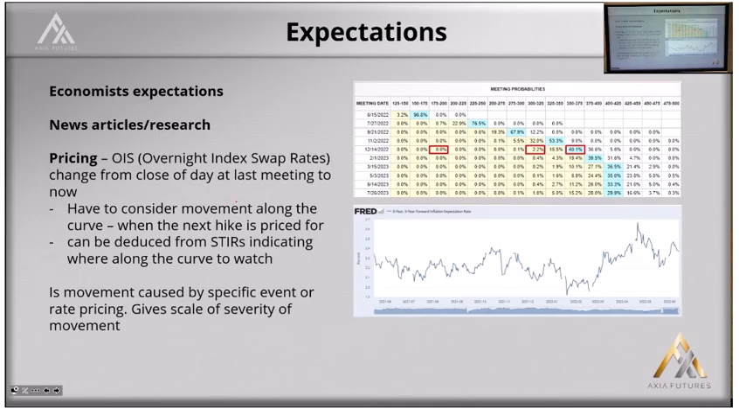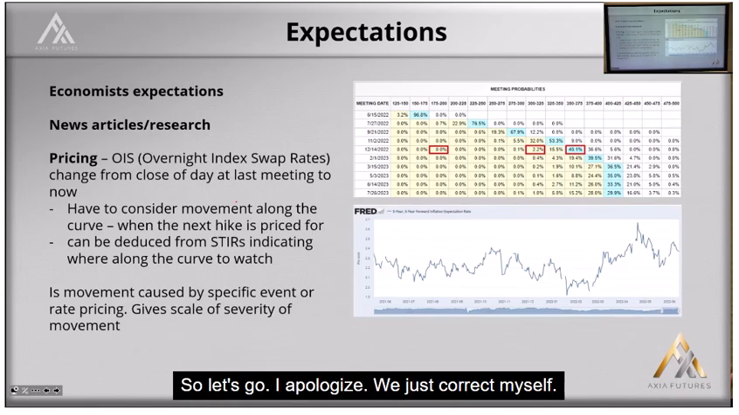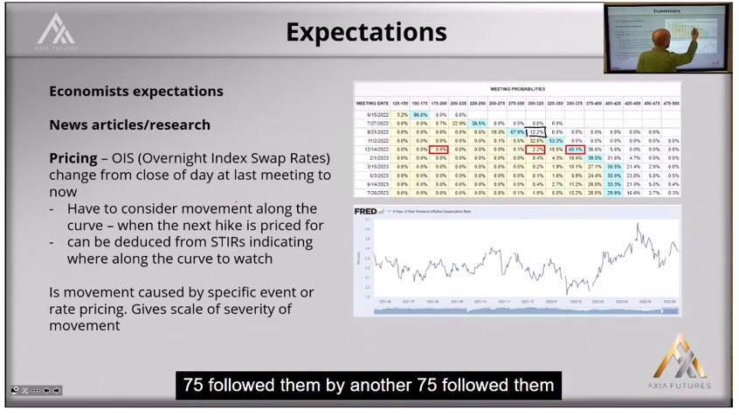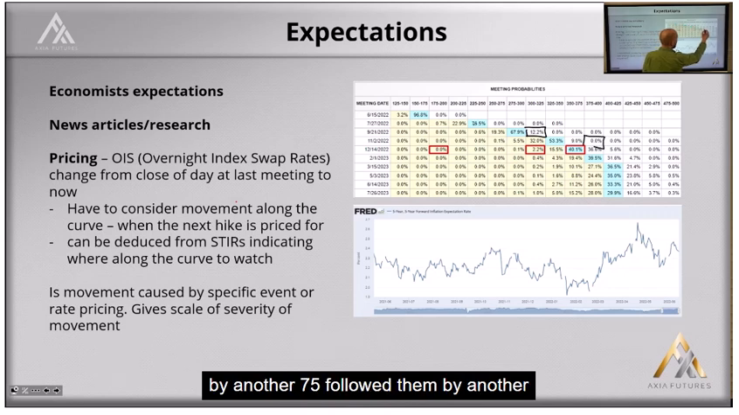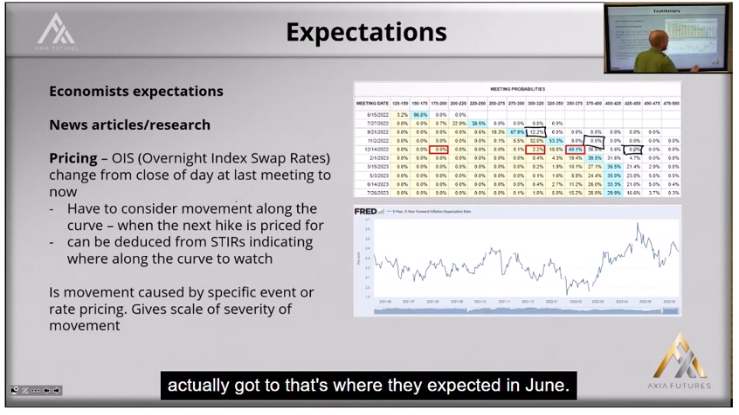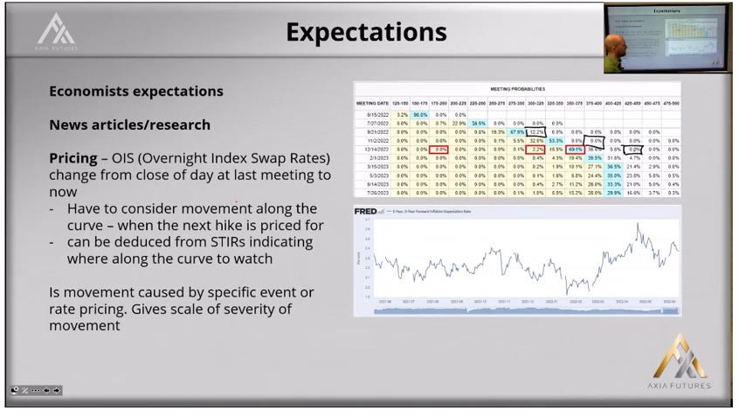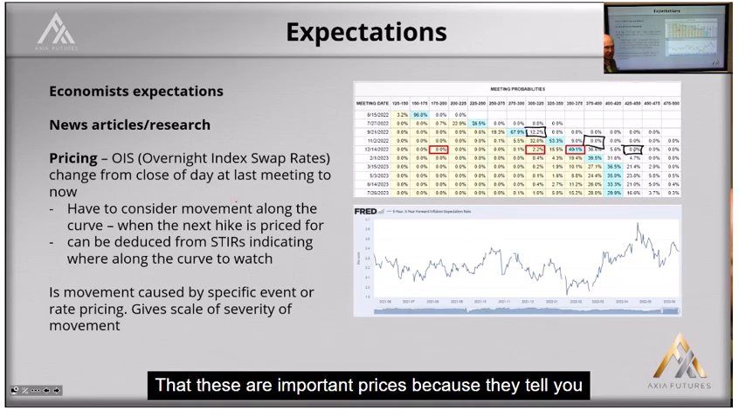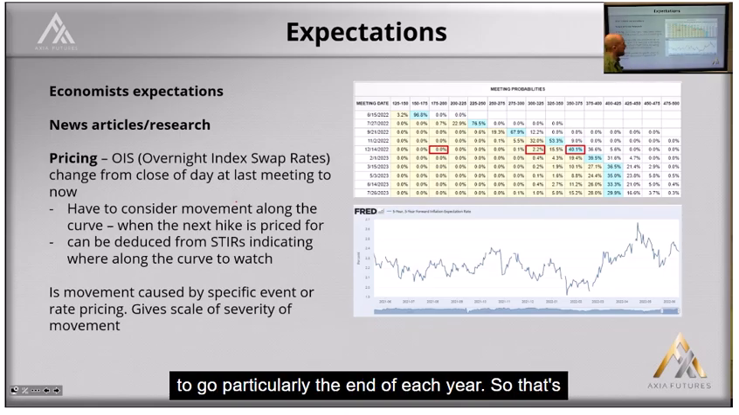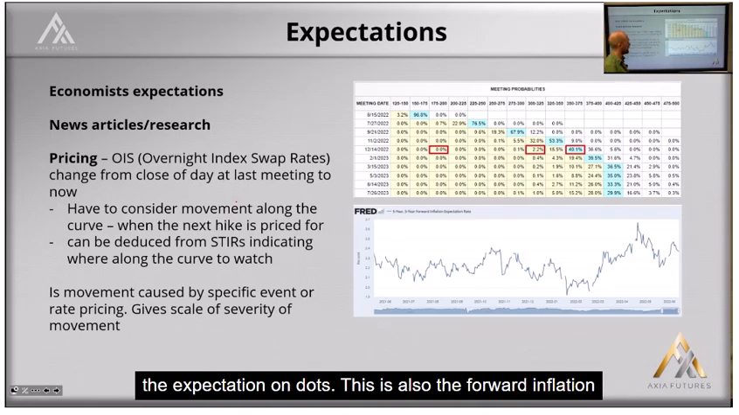Right. So let's go on. I apologise, I will just correct myself. 75, followed then by another 75, followed then by another 75, followed then by another 50. So by the end of the year, that's where they actually got to, that's where they expected in June. Now these are important prices because they tell you where the market thinks the dots are going to go, particularly the end of each year. So that's the expectation on dots.